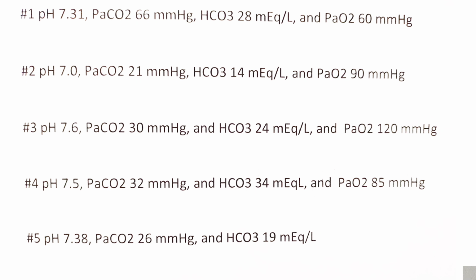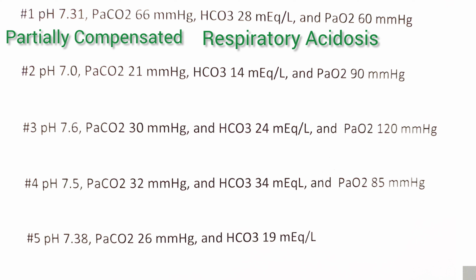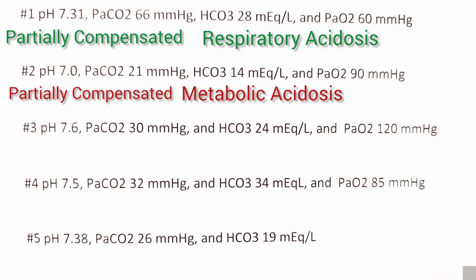Alright, so now let's go to the exercises. For number 1, the pH is low, carbon dioxide is high, so that's a respiratory acidosis. Partial O2 is 60, so with mild hypoxemia. But if you look at the numbers, nothing is normal, so that's partially compensated respiratory acidosis with mild hypoxemia. For number 2, the pH is low and the bicarb is low, so that's a metabolic acidosis. And if you look at the numbers, nothing is normal also, so that's a partially compensated metabolic acidosis.